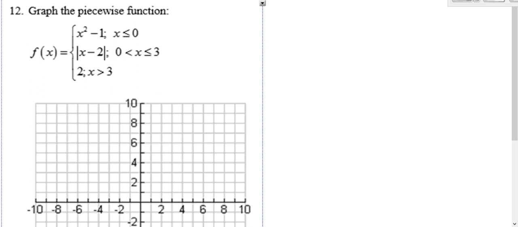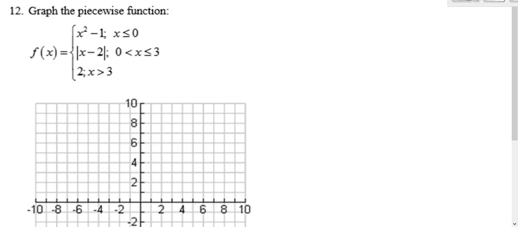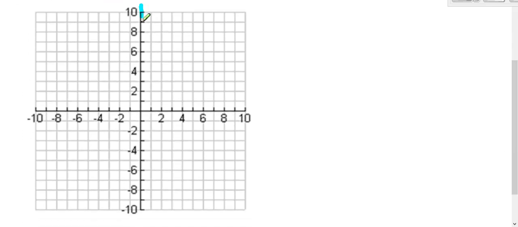Graph a piecewise function. My first step is to draw vertical lines where it changes from one function to another. I'll use a highlighter. So it's going to change at 0, and it's going to change at 3. We got a vertical line at x equals 0, and a vertical line at x equals 3. That's where the graph changes from one piece to the other.